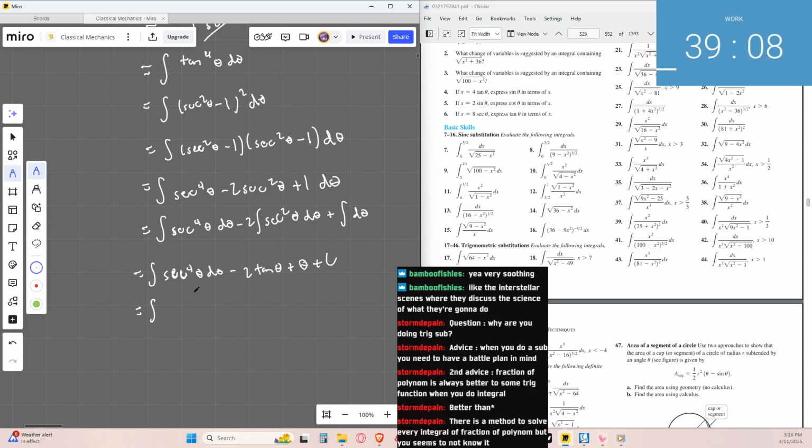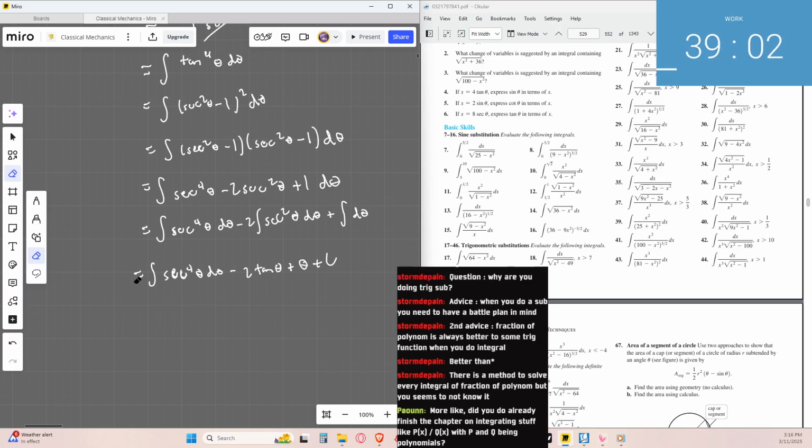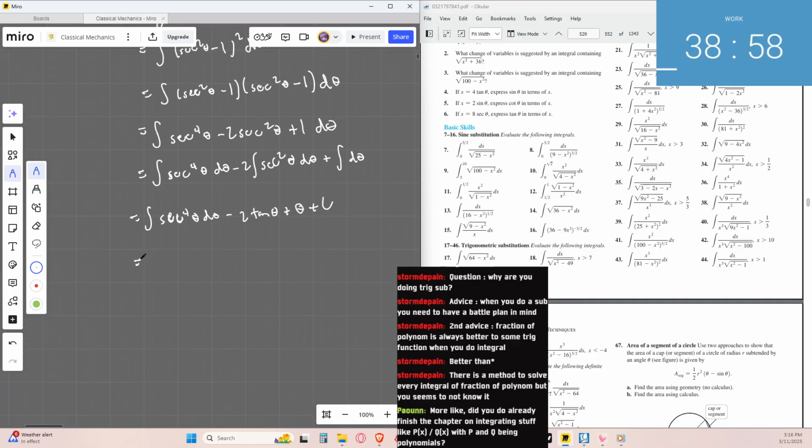Let's see here. Oops. That looks like a mess. Because then it'll be tangent plus 1. Yeah, this is going to continue endlessly.